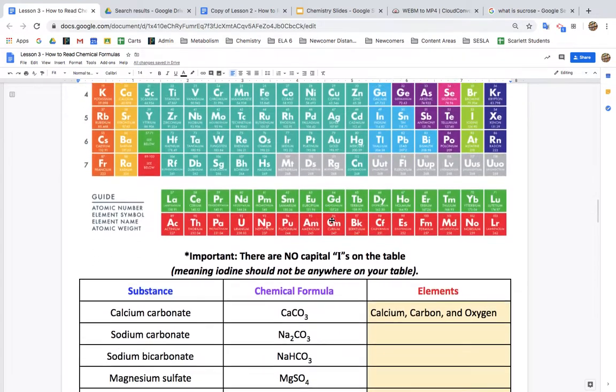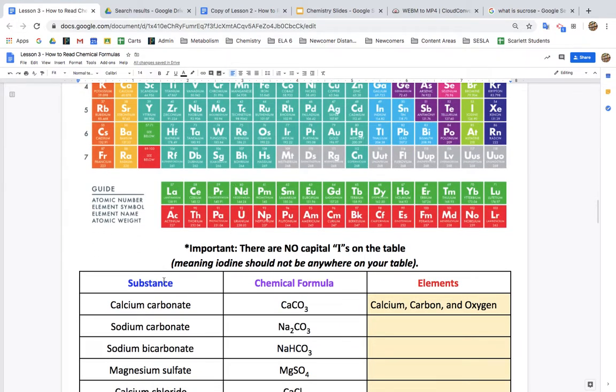The first one has been done for you as an example. So here's my periodic table, and it starts with the substance, the chemical formula, and the names of the elements. So calcium carbonate, CaCO3, the Ca stands for calcium, the C stands for carbon, and the O stands for oxygen. And I know that these do not stick together because this is a capital letter.